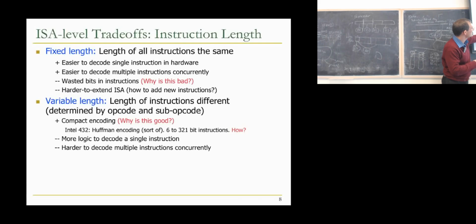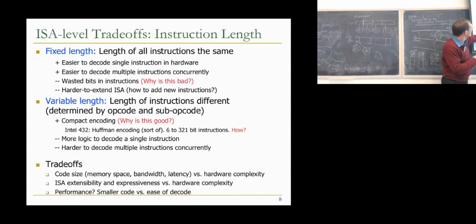We talked about code size, memory space, bandwidth, latency versus hardware complexity. Here, code size is nice, but hardware complexity is higher. ISA extensibility and expressiveness: the ISA is easier to extend, and it's probably more expressive over here. You can add many, many instructions. Downside is, again, hardware complexity. Performance is interesting over here. You have smaller code here. As a result, you have benefits in terms of memory space, bandwidth, and latency. But ease of decode can reduce your performance, right? Because it's a lot harder to decode this one, and you can have a more complex decoder. Now, it turns out if you design your decoder well, the performance of this should really be higher in general. Because the decoder should really not be on the critical path. And memory is a lot more important in terms of performance, all of these things that we have discussed.